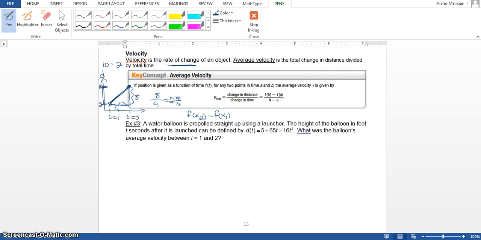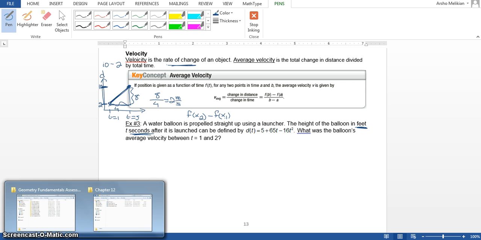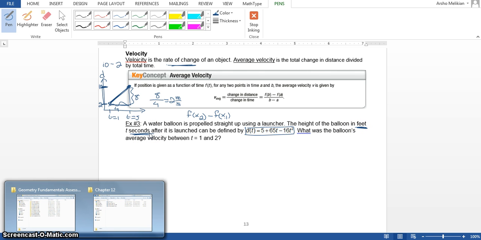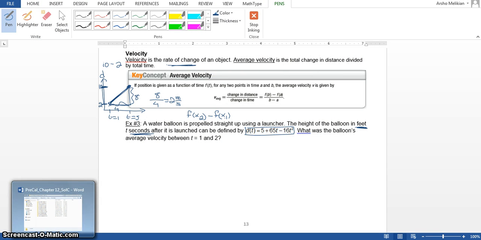So this specific problem says a water balloon is propelled straight up using a launcher. The height of the balloon in feet, t seconds after it is launched, can be defined by this. So this is the equation that tells you the position of the balloon. And I underline the units so it's visible and I can use it in my problem later. What was the balloon's average velocity between t equals 1 and 2?